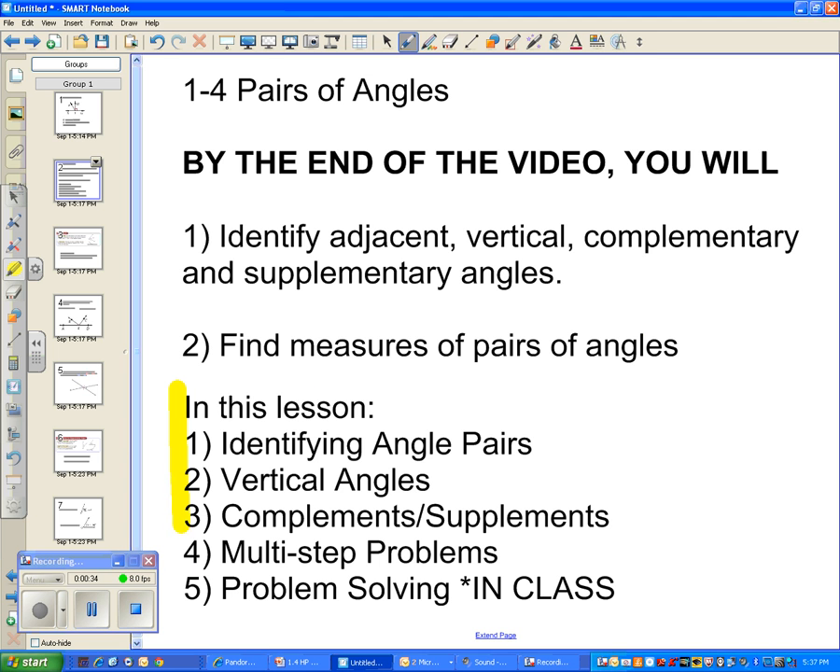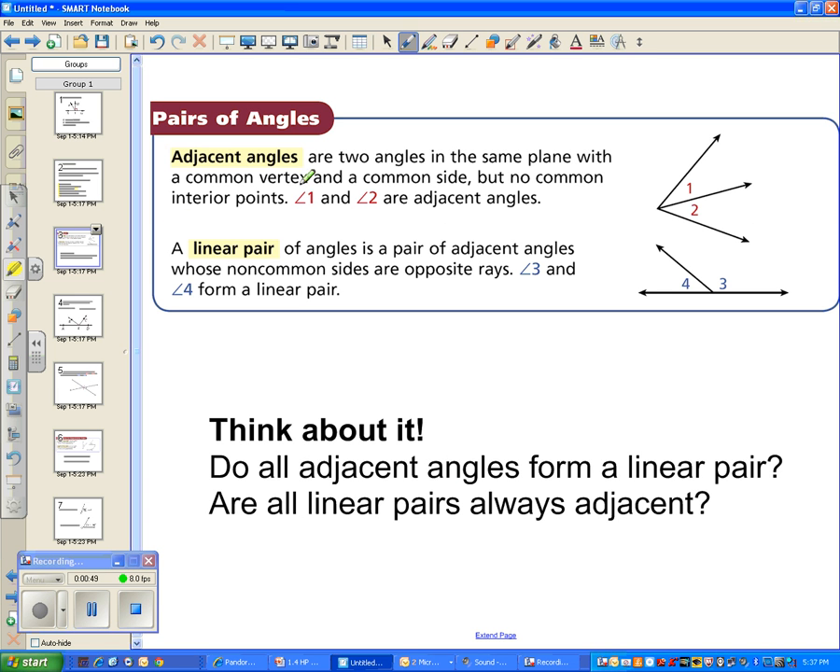This is how I broke up the video. We're first going to start off with identifying angle pairs, then we're talking about vertical angles. I love them. Then we're going to talk about complementary and supplementary angles. Then we're going to finish the video with multi-step problems, and in the class tomorrow, we're going to talk about problem solving. Sweet. Okay, so the first two vocabulary words of this section are adjacent angles and linear pair.